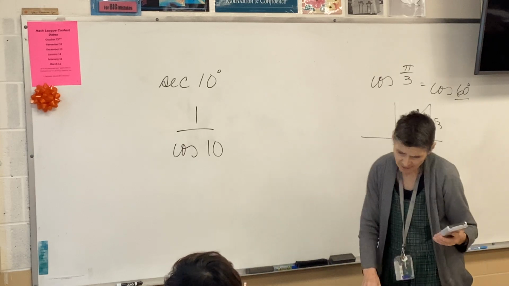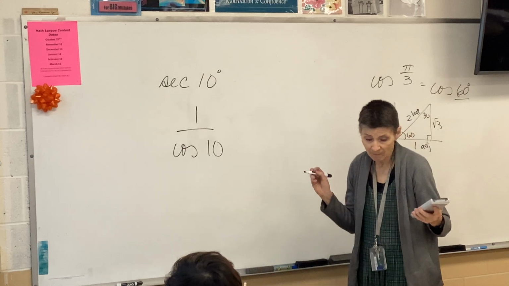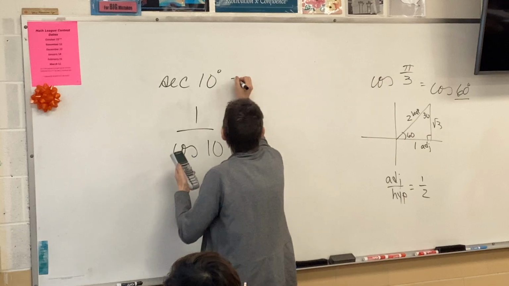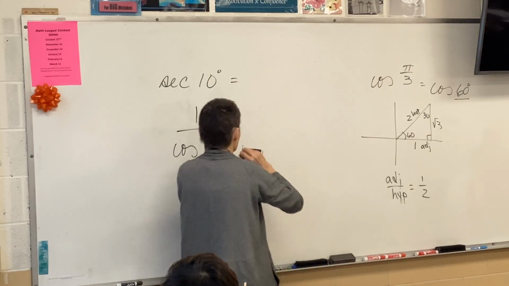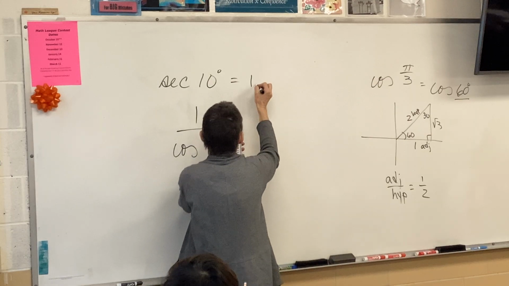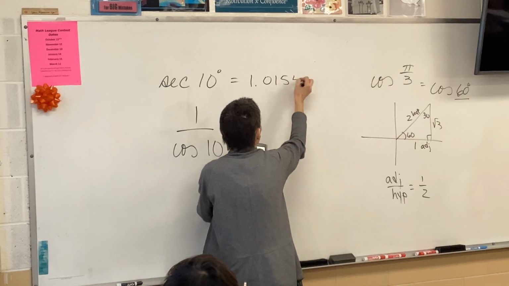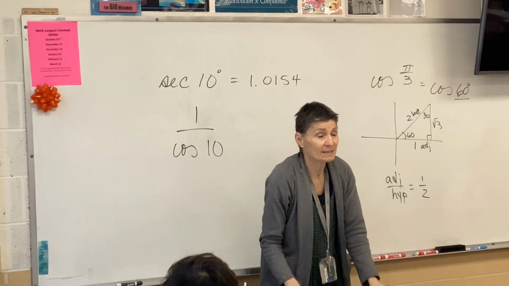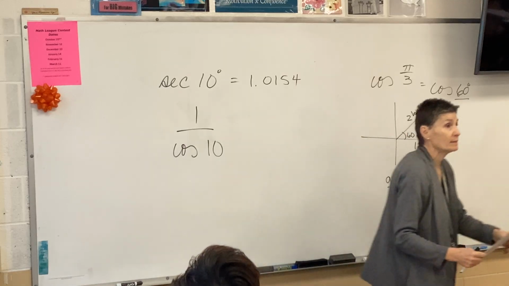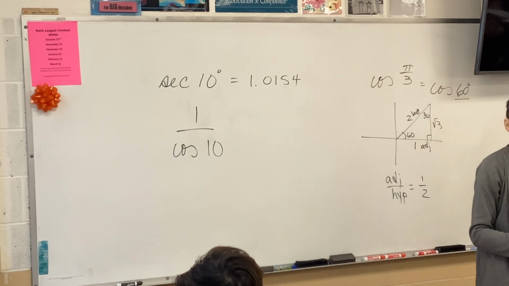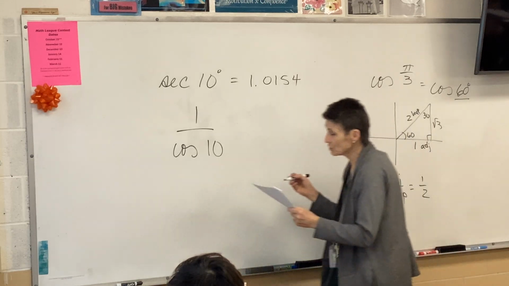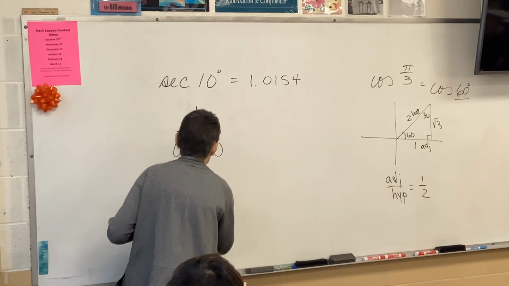The directions don't tell me how to round it off, so let's round to the 10,000th, 4 decimal places. Did you get 1.0154? Yep, perfect. How do we type secant 10 on the calculator? 1 divided by cosine. Okay. What was the next one we said? C. Now we're doing tangent 28°11'.